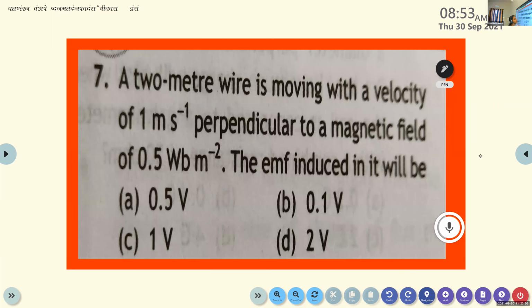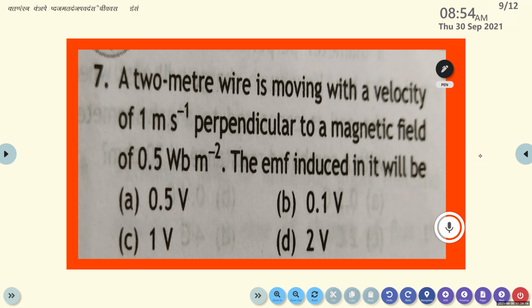Now the third question. A 2-meter wire is moving with a velocity of 1 meter per second perpendicular to a magnetic field of 0.5 Weber per meter square. The EMF induced in it will be.